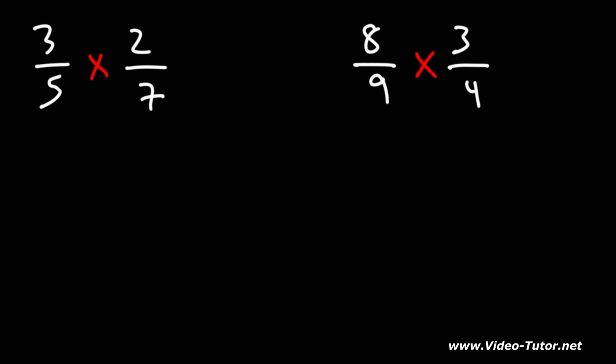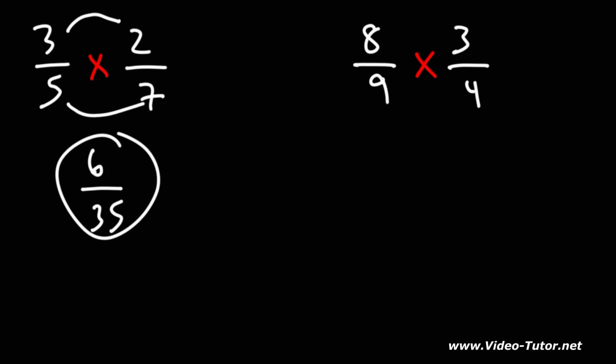In this lesson, we're going to talk about how to multiply two fractions. When multiplying fractions, you need to multiply across. So for the first example, 3 over 5 times 2 over 7, we'll need to multiply 3 by 2, which will give us 6, and 5 times 7, which will give us 35.